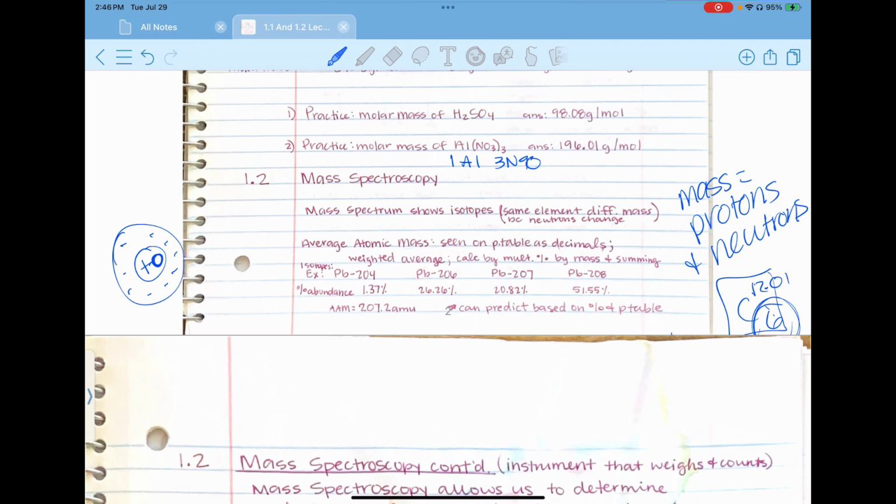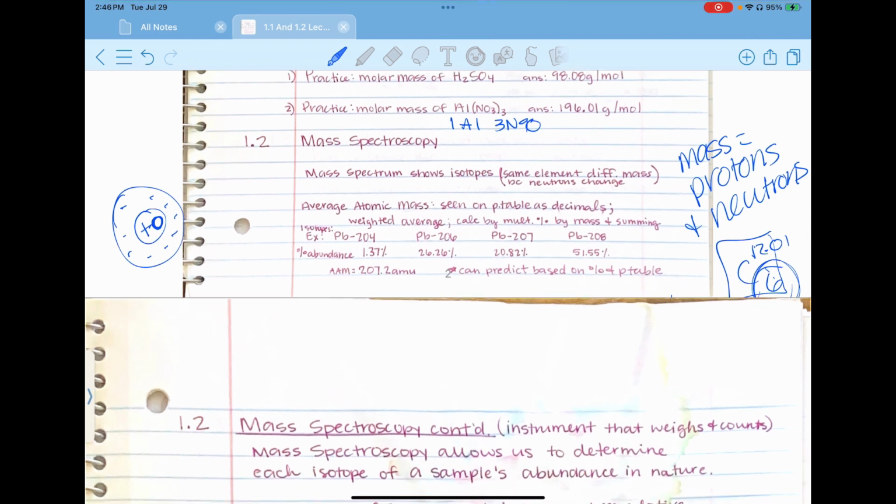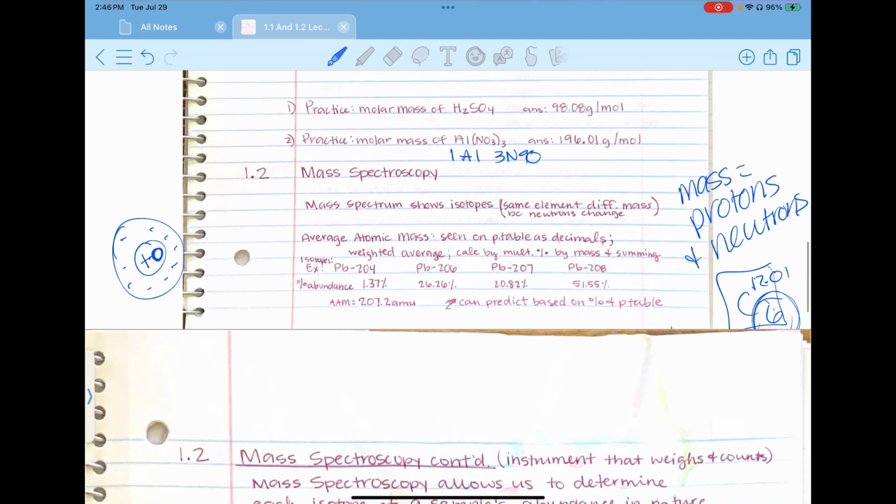Okay, that being said, how do we arrive at that decimal number? We know there are isotopes. We take an average of these isotopes to get that decimal number we see on the periodic table. This is a common thing I'd expect you to be able to do and memorize how to do. So I give you an example of lead here. We're looking at different isotopes of lead, just like I gave you examples of carbon. You've got lead 204, lead 206, 207, and 208.